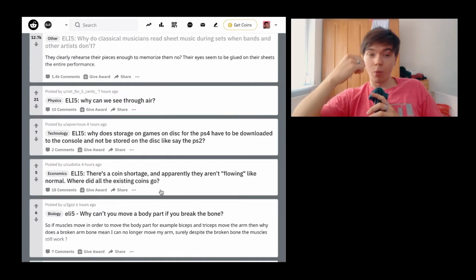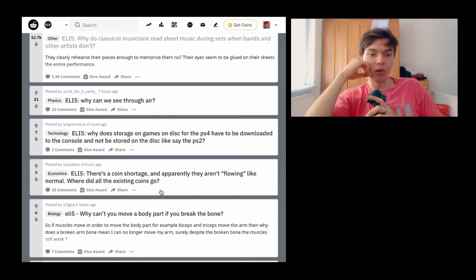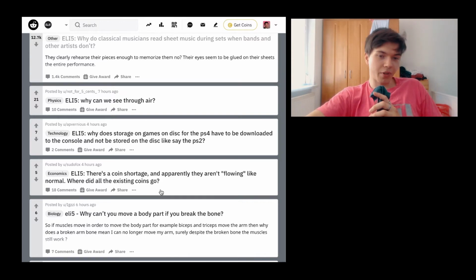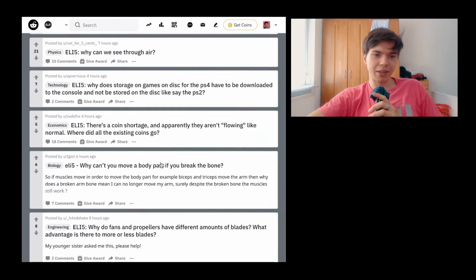Anyway, why does storage on games on disk for the PS4 have to be downloaded to the console and not be stored on disk like say the PS2? I don't know. There's a coins shortage and apparently they aren't flowing like normal. Where did all the existing coins go? I do think just some people keep them because they're just collecting them.